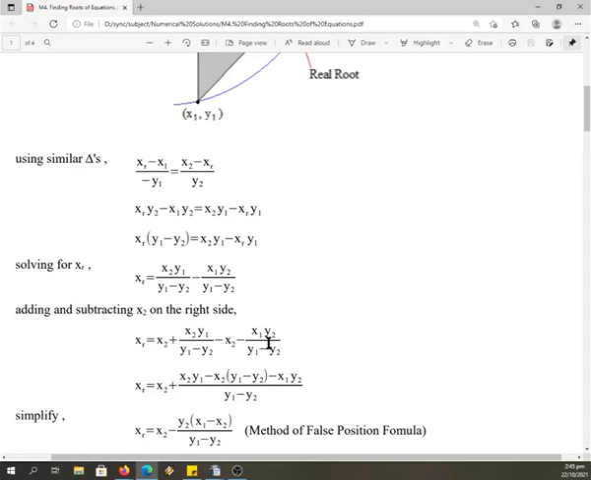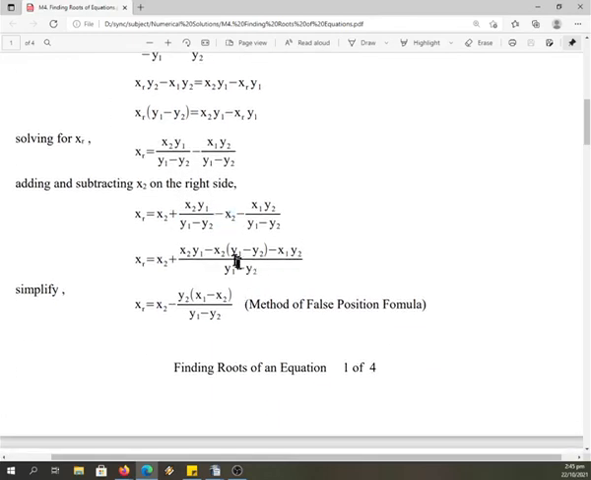Next, in order to manipulate the equation, let's add the term x sub 2 and subtract the same term x sub 2 from the right side. Now, we can simplify. Then we now have the final form of the equation for the method of false position. Again, xr is an approximation of the real root.